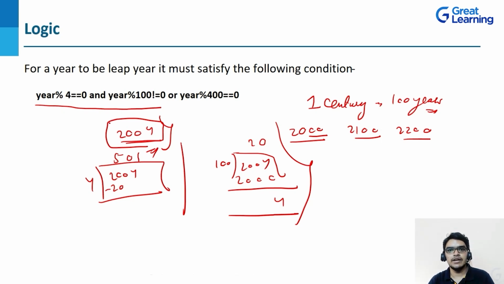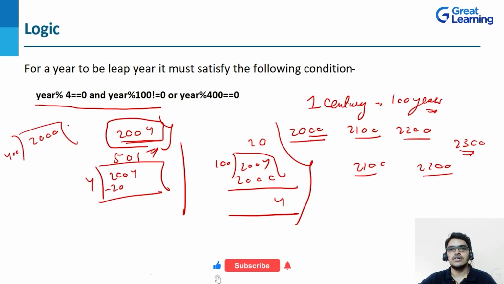Now what will happen if I'm having a century year like 2100 or 2200 or 2300, and you want to check whether it's a leap year or not? Then the logic is simple. It must be divisible by 400. Let's suppose I want to check whether 2000 is a leap year or not, so I will divide it by 400. You can clearly see that 2000 is divisible by 400, right?